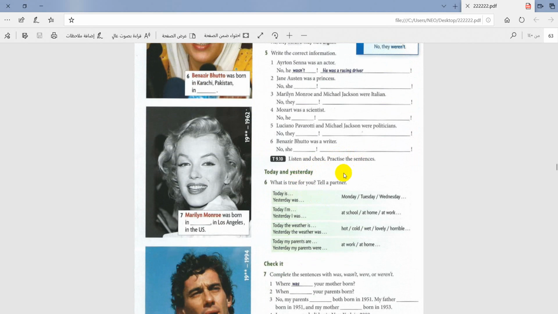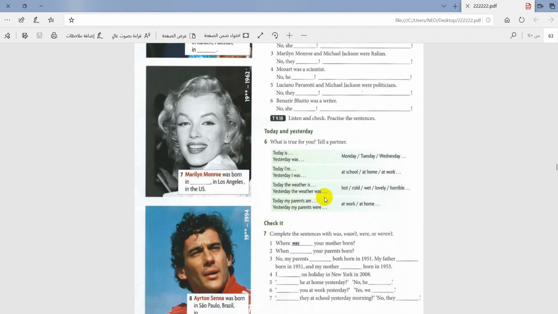Listen and check. Practice the sentences, today and yesterday. What is true for you? Tell a partner. Today is Monday, sorry. Yesterday was Sunday. Today I am at school. Yesterday I was at home. Today the weather is hot. Yesterday the weather was horrible. Today my parents are at work. Yesterday my parents were at home.